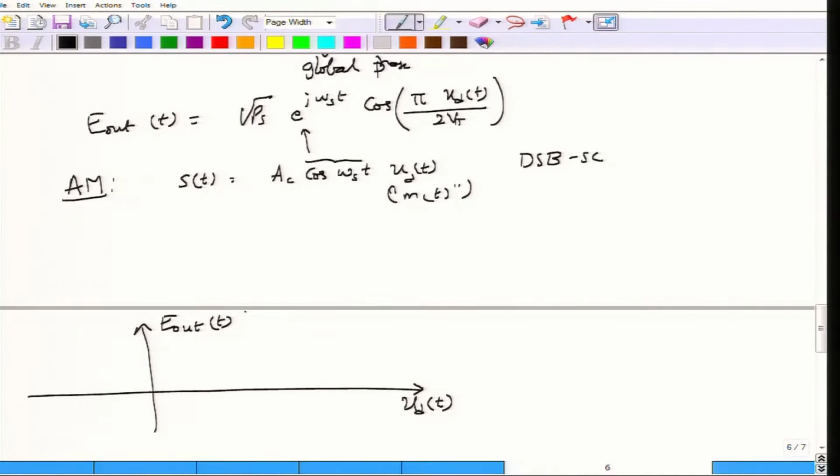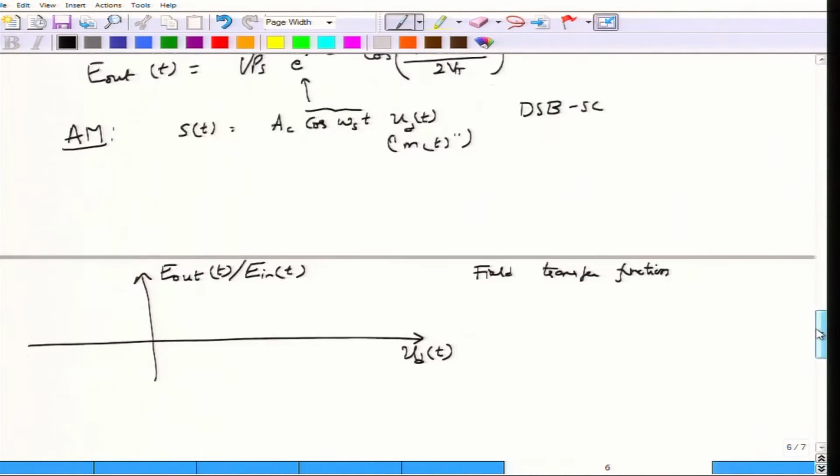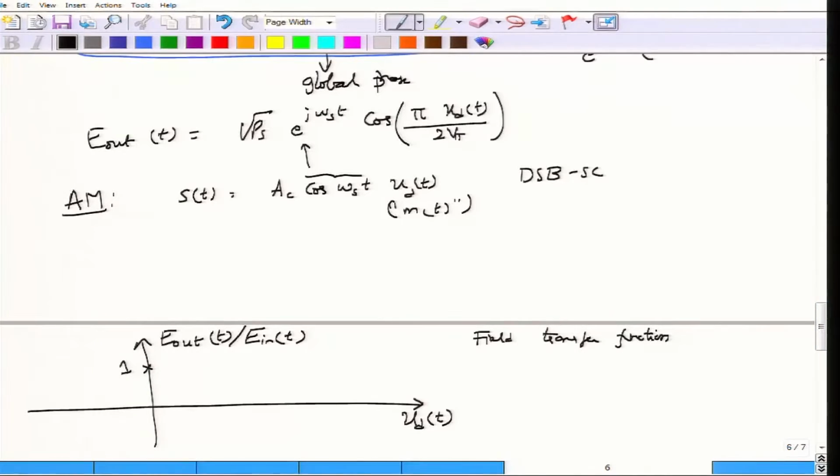Rather than looking at E out of t, let me look at the ratio E out of t by E in of t. This is known as the field transfer function. This is not exactly a transfer function from the signals and systems point of view, but it is just a name for it because it is an output to input ratio. Now, as u_d(t) changes, initially when u_d(t) is 0, cos of the argument 0 is 1, so it would be equal to 1. When will this go to 0? When u_d(t) is equal to V_pi, the V_pi cancels inside the cos function and you get cos(pi/2), which means it has gone to 0. So, this is at V_pi.